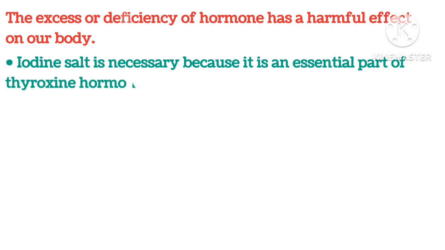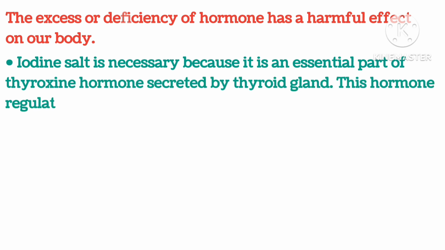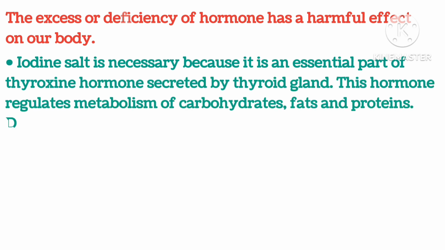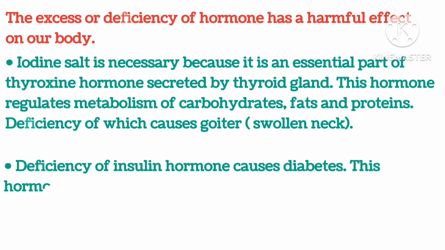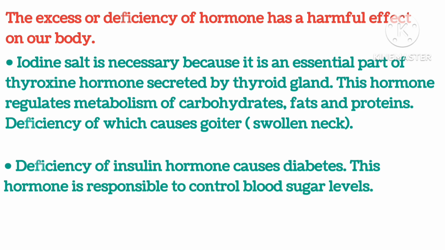Iodine salt is necessary because it is essential part of thyroxine hormone, which is secreted by thyroid gland. This hormone regulates metabolism of carbohydrate, fats and protein, and deficiency of which causes goiter, that is swollen neck. Deficiency of insulin causes diabetes, which is responsible for the control of.